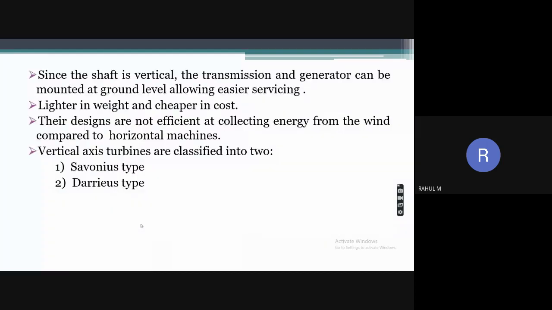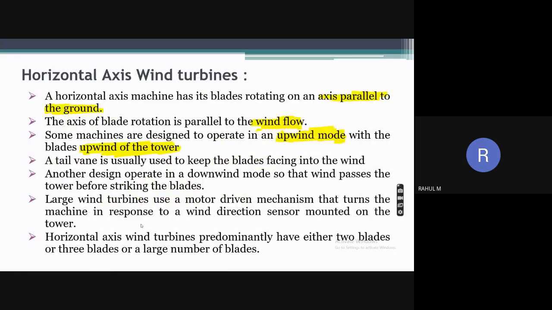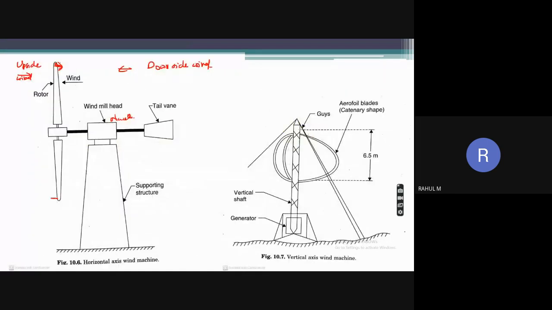See, step by step. For a vertical axis wind turbine, the main difference is that the axis of this turbine is actually vertical. Okay, this is the axis of the turbine, and the blades are arranged like this. Vertical to the ground surface, right? Whereas for a horizontal axis turbine, the axis is parallel to the surface of the earth. That is why it is called a vertical axis turbine.